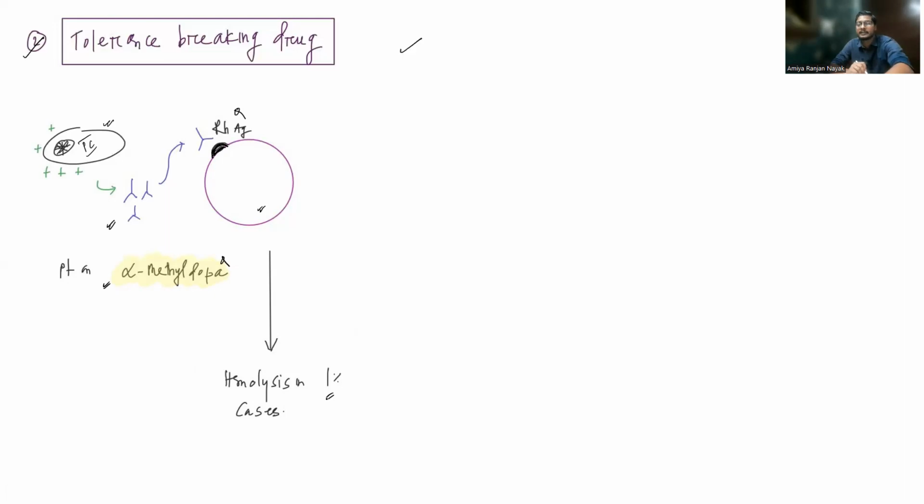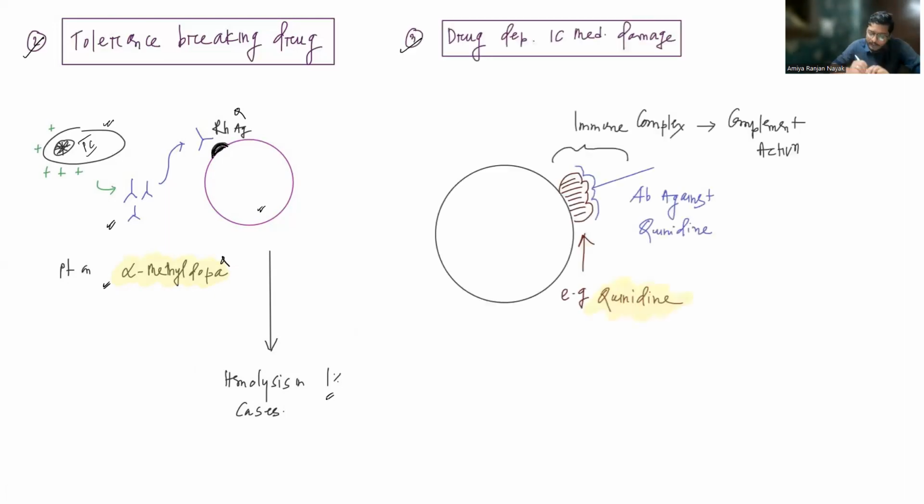Now coming to the third mechanism, drug dependent immune complex mediated damage. So what happens in this condition? Here the prototype example is quinidine. Once you give quinidine to a patient, usually this is given for malaria, this quinidine can go and bind to the surface of the RBCs. There will be some antibodies that will be produced against this quinidine. Of course, quinidine is a foreign substance, so our body's immune system will try to produce some antibodies against it.